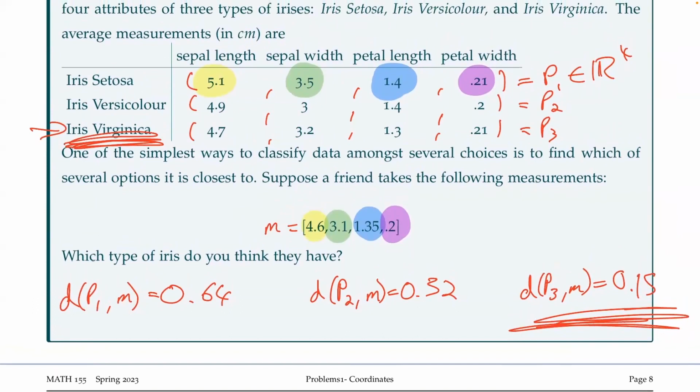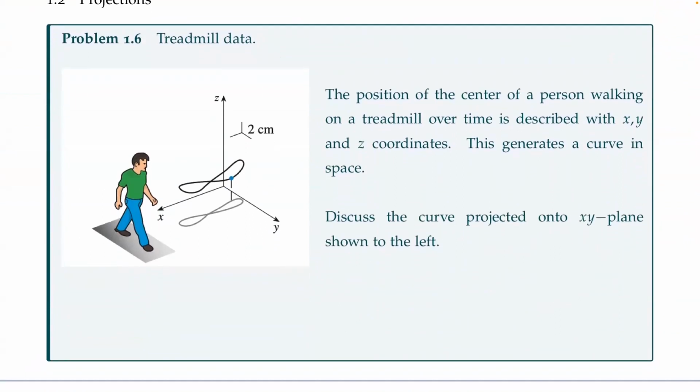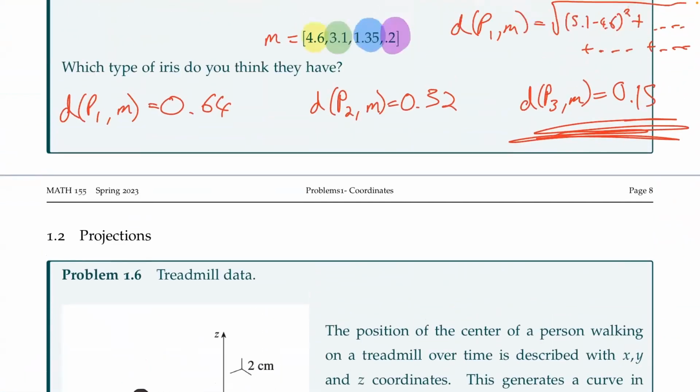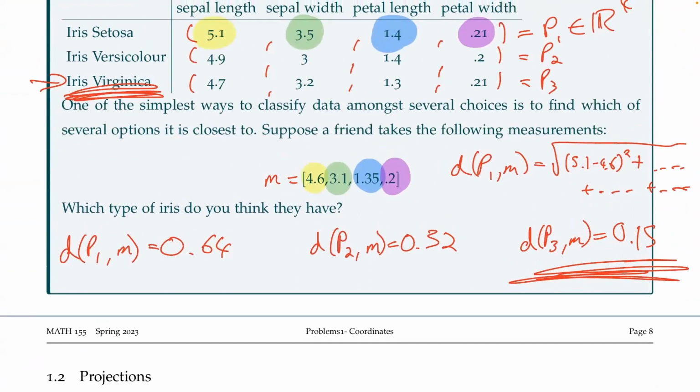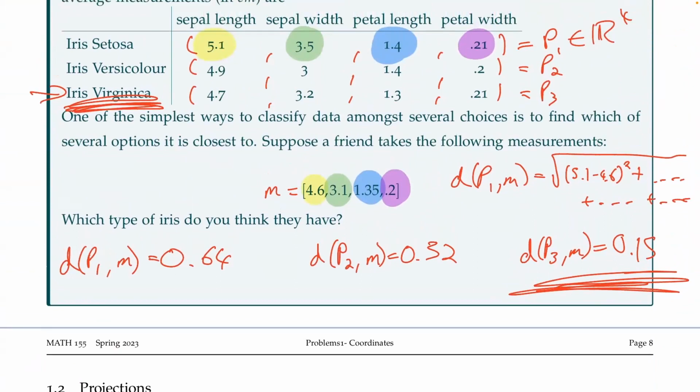Thanks. So what we're doing here is we're saying the distance between, say, P1 and M is going to be the square root of 5.1 minus 4.6 squared plus the green one plus all of the other colors as well, and we take the square root, and we do that for all of them. Sorry, not the other way around, as in 4.6 minus 5.1. It doesn't matter because we're squaring it. So that's fine.